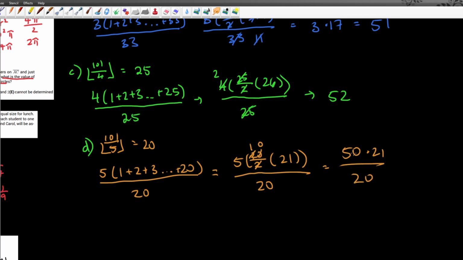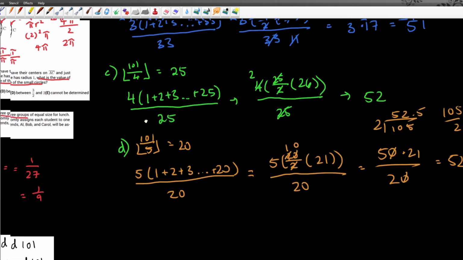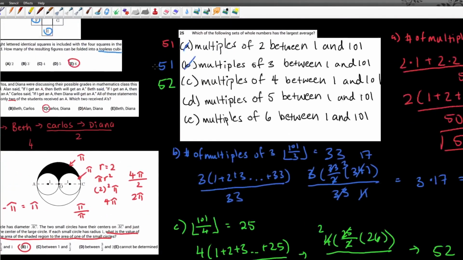So then see that these two cancel out. 5 times 21 is equal to 105. 105 divided by 2 equals 52.5. That means that the average for D is 52.5.